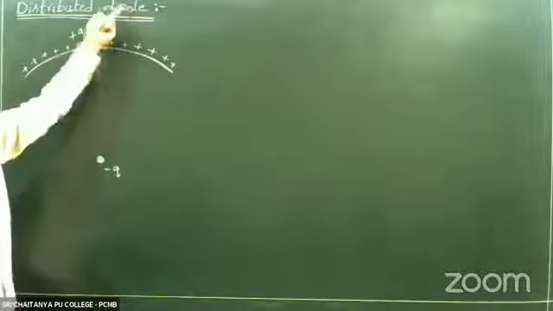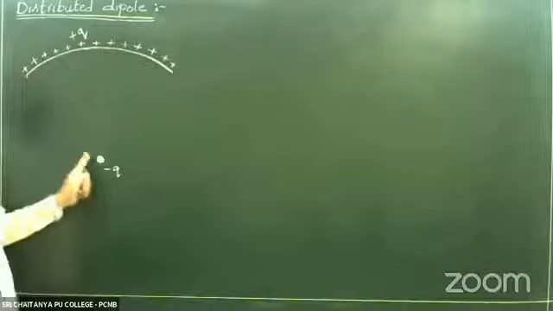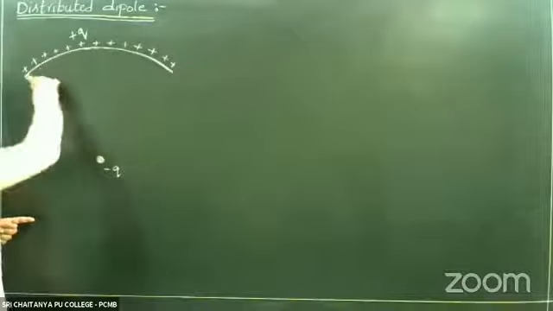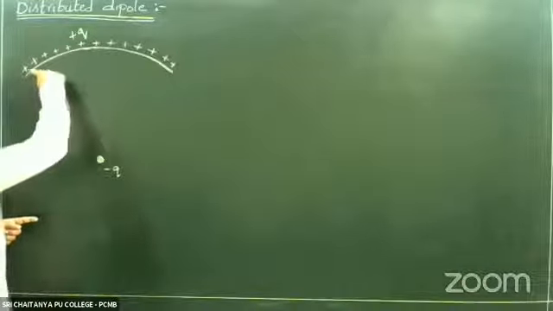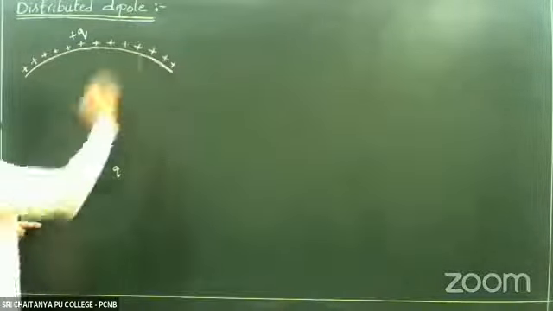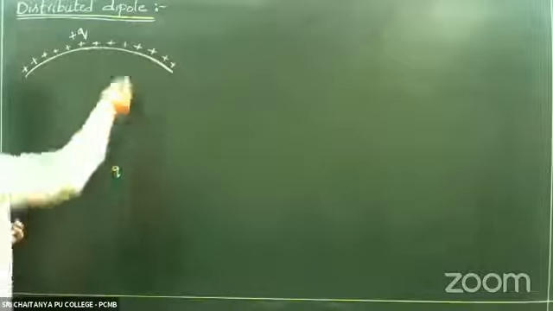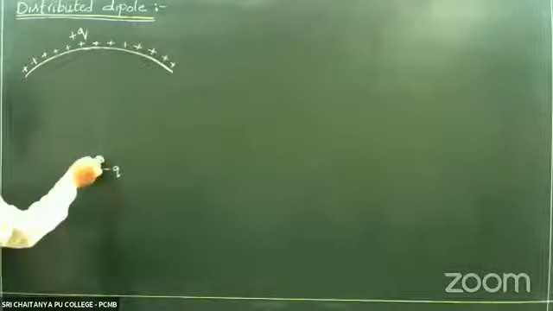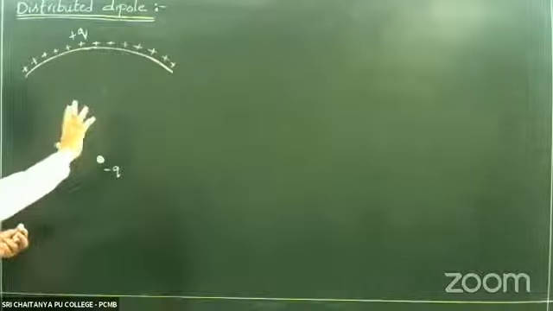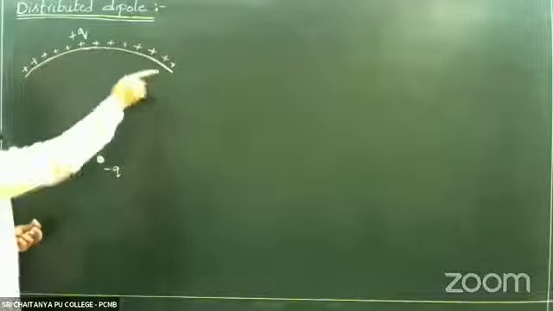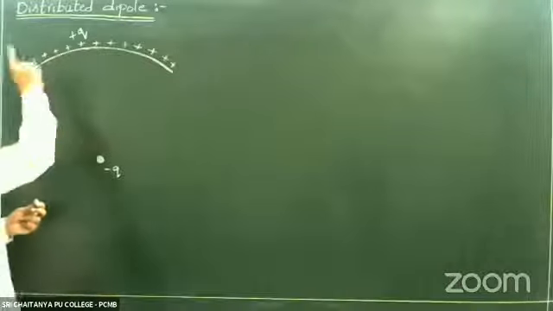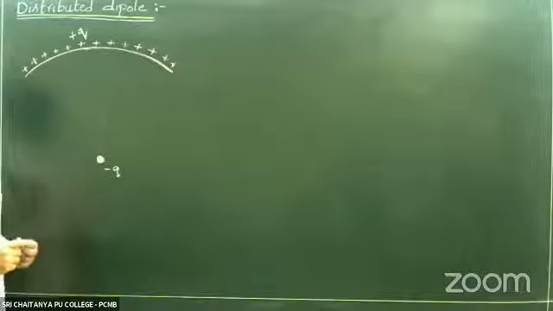distributed dipole. Why is it called distributed? The negative charge is just like a point charge. But the positive charge is distributed like this. From any point of this positive charge, the distance to the negative charge is the same. So in the two charges, if any charge is distributed like this, you call it a distributed dipole, right?